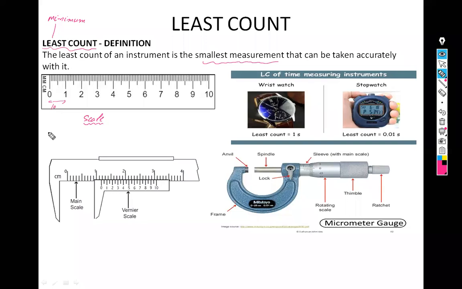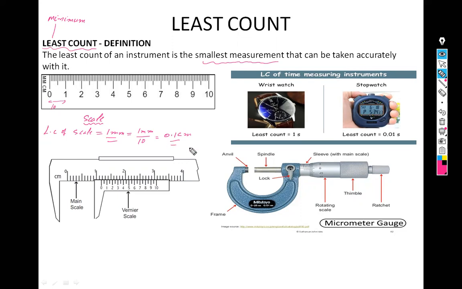Least count of scale. This is also related to your first paper MCQs. Least count of scale is 1 millimeter. And when you divide 1 centimeter by 10, these are total 10 divisions, so it will be converted into centimeters, 0.1 centimeter. You can say the least count of scale is 1 millimeter or 0.1 centimeters, please.